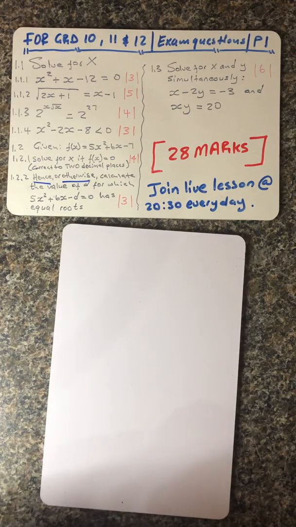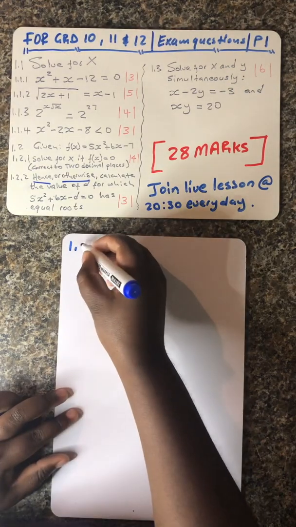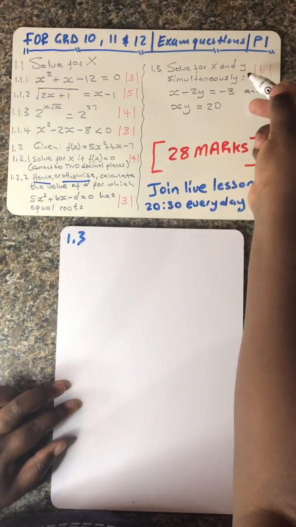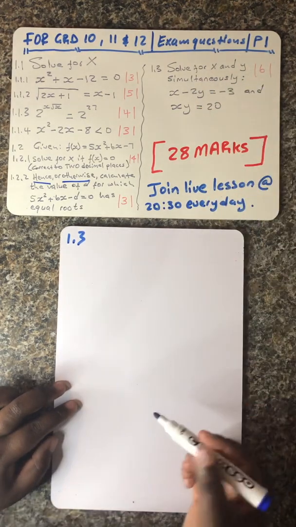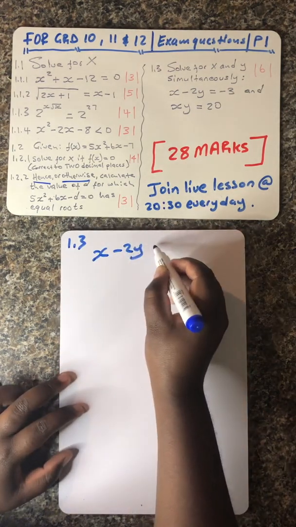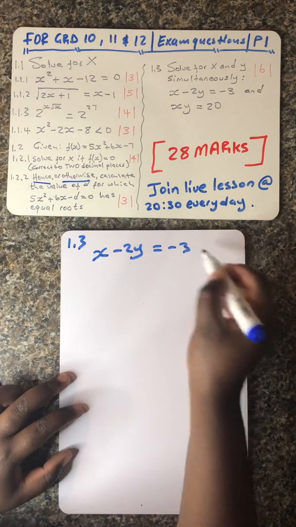I hope you can see question 3. It's simultaneous equations. So this question, guys, they say solve for x and y simultaneously, given 6 marks. This is easy. I hope we won't take long on this question. It's very, very easy.